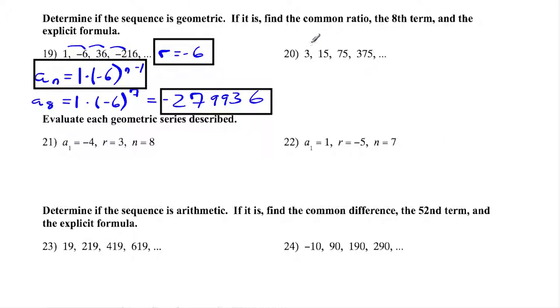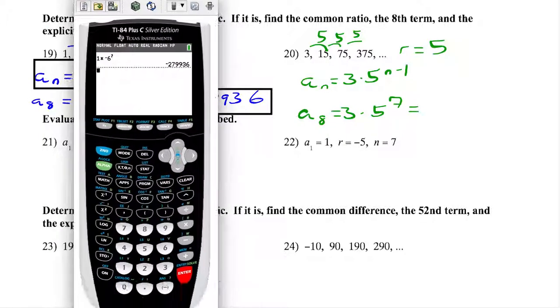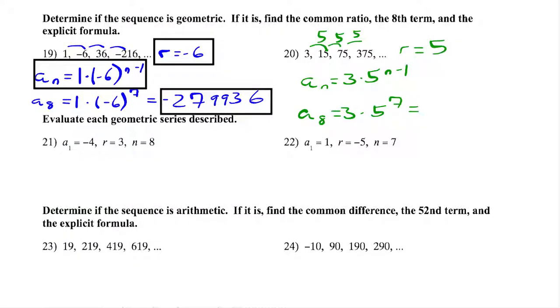Okay, next up, we have this. So times 5 times 5 times 5. So yep, this is a geometric sequence. The common ratio is 5. The explicit formula is the first term, which is 3, times 5 to the n minus first power. And so if we want to find the 8th term, that's going to be 3 times 5 to the 7th. So we can do 3 times 5 to the 7th, which is 234,375.